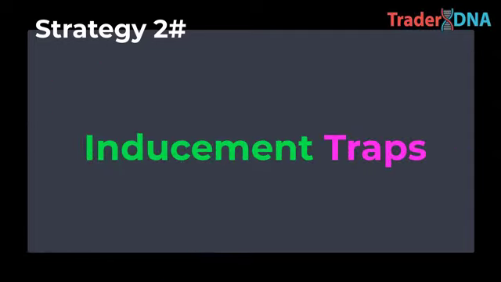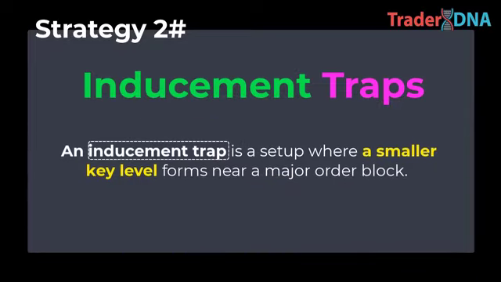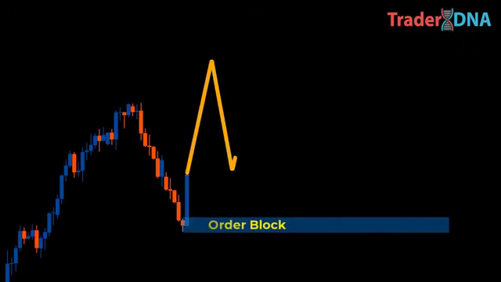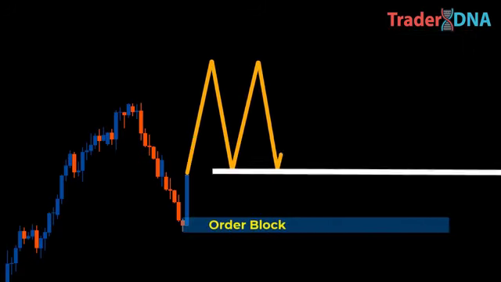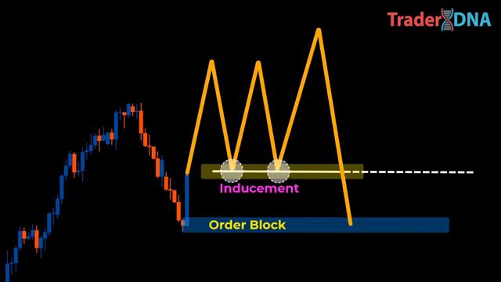Strategy 2, inducement traps. An inducement trap is a setup where a smaller key level forms near a major order block. For example, imagine a major order block forming below and a minor key level forming above it. This minor key level, often referred to as an inducement, may experience multiple rejections. The strategy is called an inducement trap because in many cases, the price breaks through the minor key level only to retrace down to the major order block before reversing back up.